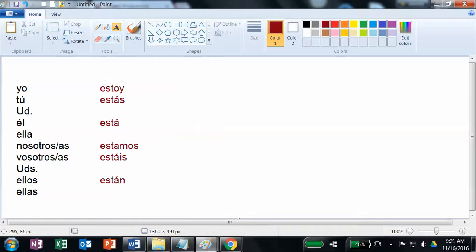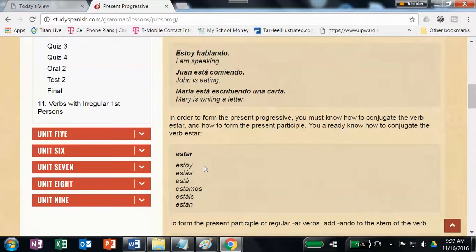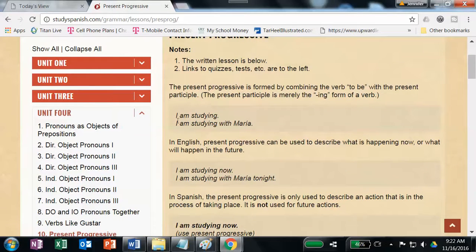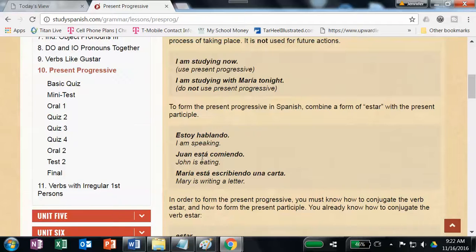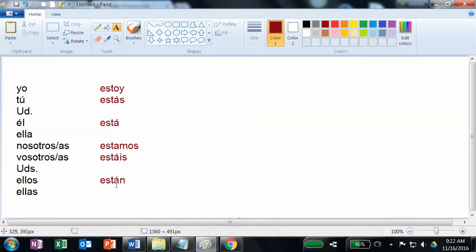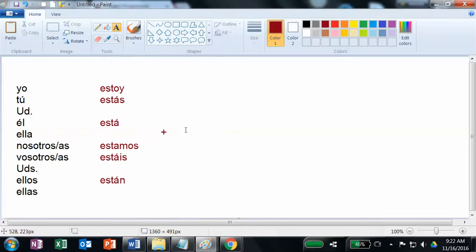Okay, so now I have my estar up there, so you would need a form of to be because in English, just like in Spanish, you're saying I'm studying with Maria. John is eating, Mary is writing. So you can see that we're using am and we're using is and we're using are. And so we're going to need this, our is, am, are, when we're creating the present progressive. And this will tell us, you're going to conjugate this for whoever is doing the action. And then you're going to need that plus the gerund or the present participle.